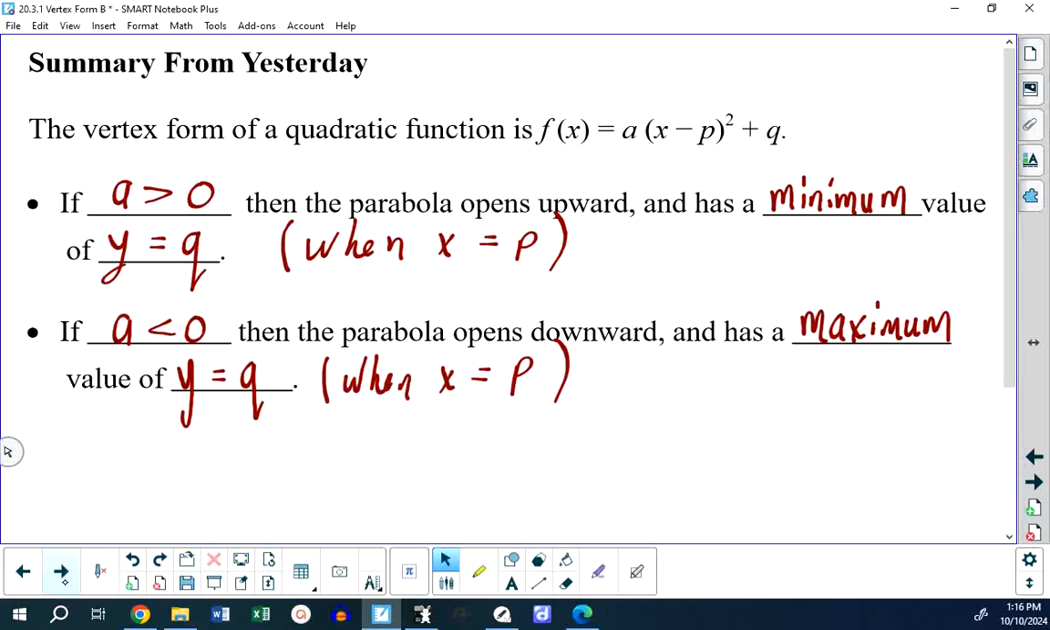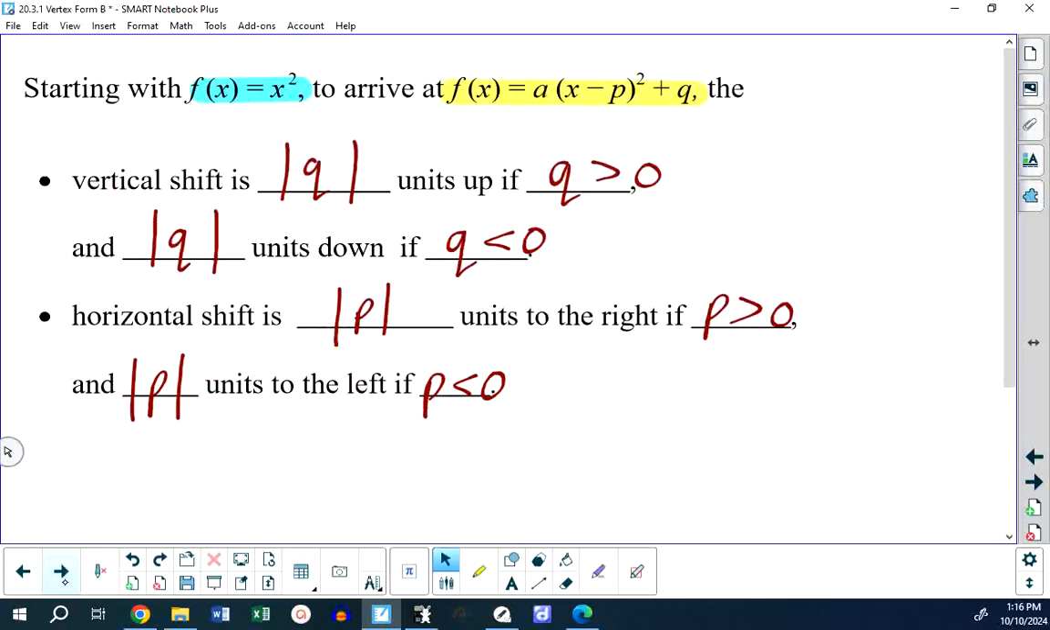If a is greater than 0, then the parabola will open upwards, whereas if a is negative, or a is less than 0, the parabola opens downwards. If the parabola opens upwards, there's a lowest point called a minimum, and that minimum value of y will be q. If the parabola opens downwards, then it's like a hill, and there will be a top to the hill. There will be a maximum value of y of q as well. So the maximum or minimum value of a quadratic function, if it's in vertex form, is always q, and it always happens when x is p.